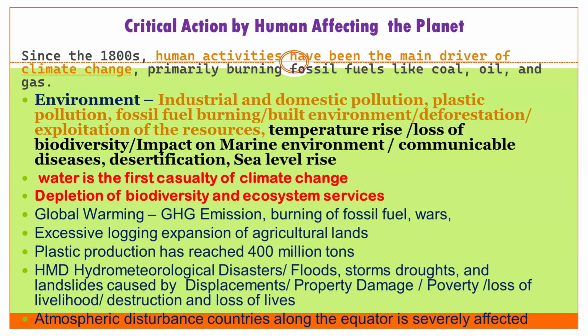I hope you are familiar with these terms, because most of the other disciplines like electronic, telecommunication, electrical, mechanical, or the engineers in those fields, in fact, need to learn these 2 subjects, environment and climate change. Then to become smart engineers, you need to learn the current trends in global environment and climate change. Excessive logging and expansion of agriculture also contribute to global warming. Plastic production has reached 400 million tons.